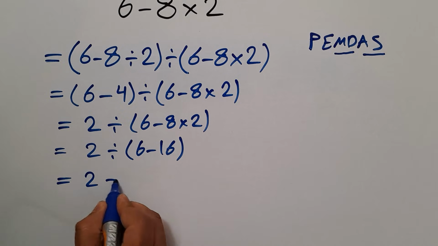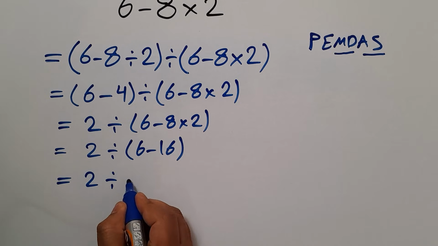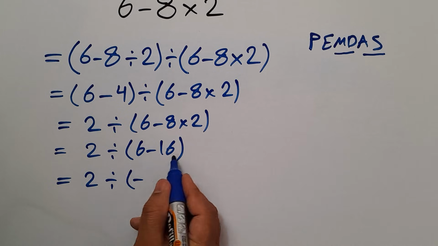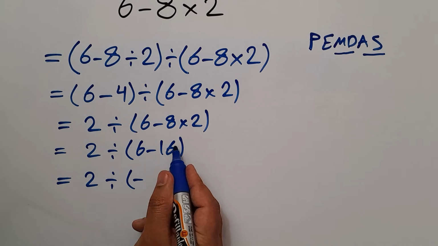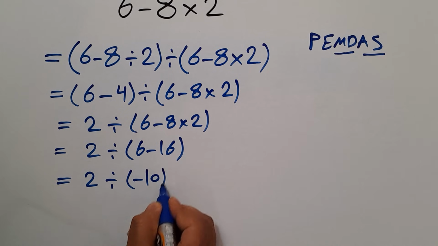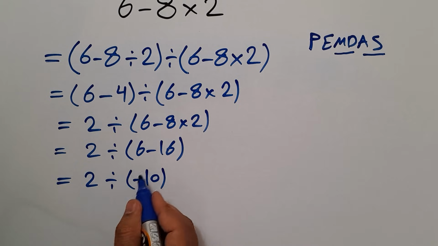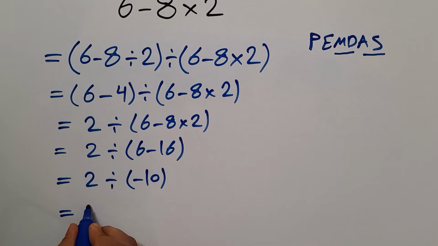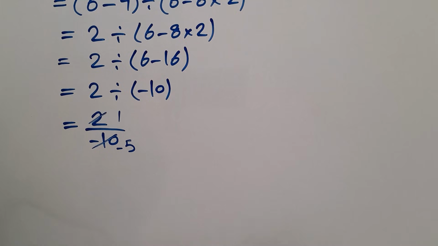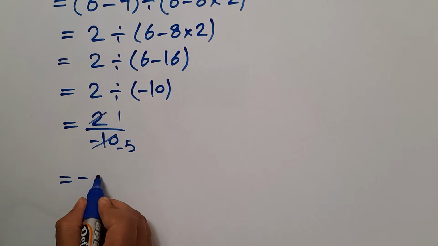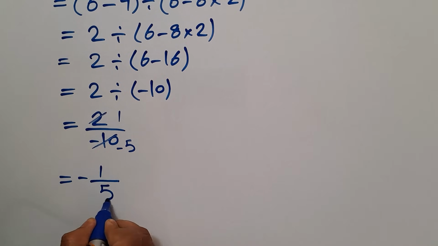6 minus 16 equals negative 10. So 2 divided by negative 10. 2 divided by 2 equals 1, and negative 10 divided by 2 is negative 5. So our final answer to this problem is just negative 1 divided by 5.